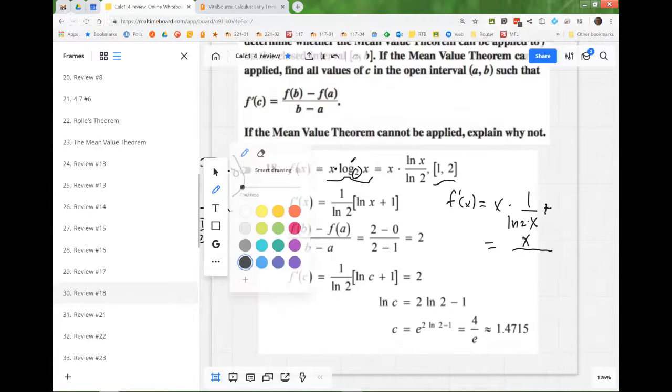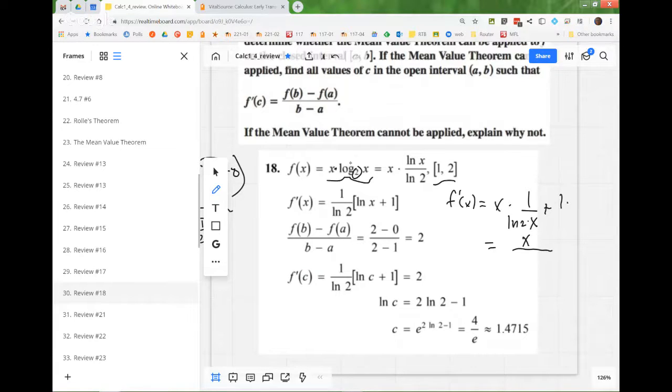Okay. So it's the second times the derivative of the first. There we go. Thank you. Anyway, just simplifying that a little bit, we get x over the natural log of 2 times x, plus, and then this is just the log base 2 of x.